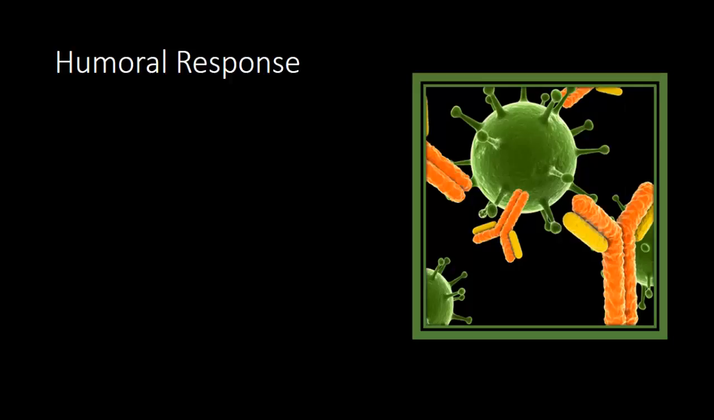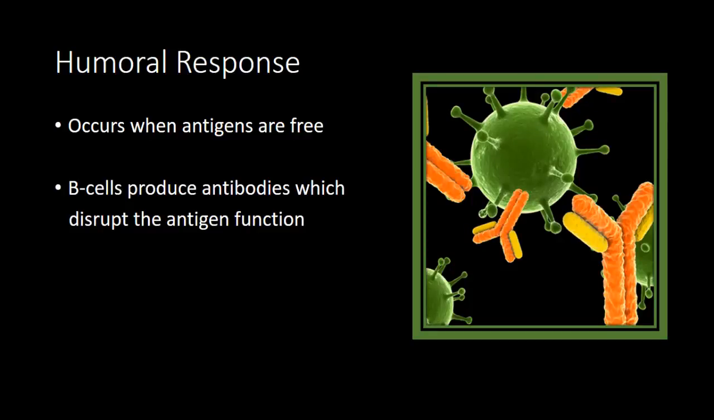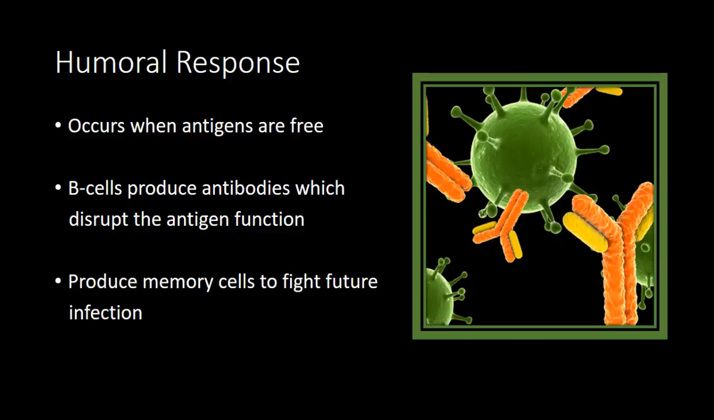Let's recap. The humoral response occurs when antigens are free in the humors of the body. B cells produce antibodies with specific shapes that correspond to the shapes of the proteins of the antigens. When they bind, they disrupt the antigen function, and they produce memory cells to fight future infections.